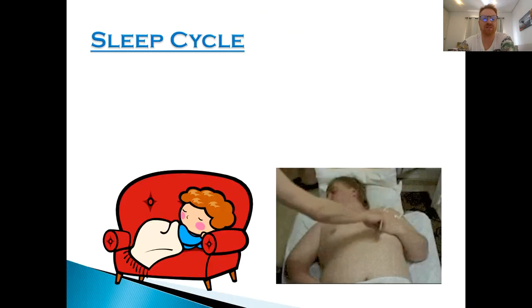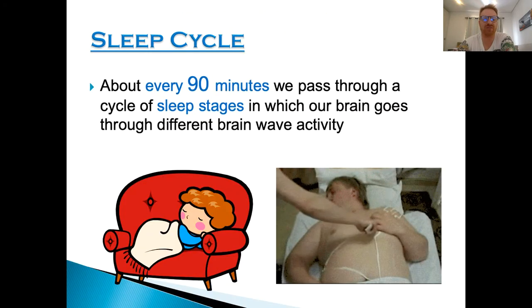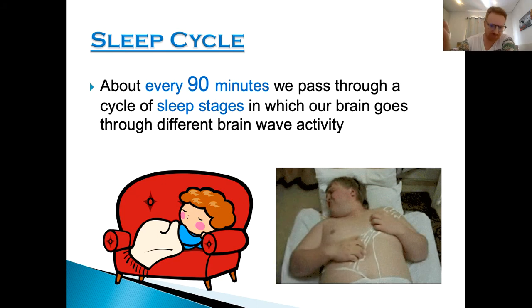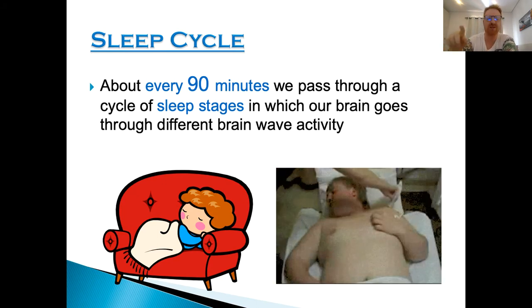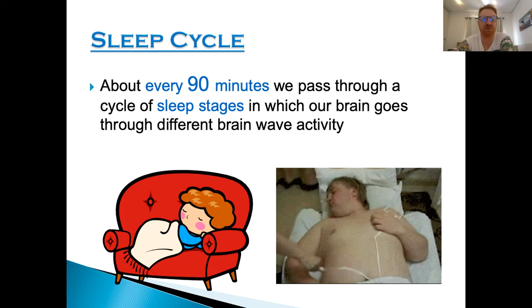So, the sleep cycle is essentially about every 90 minutes where you pass through a cycle of sleep stages. So there are these distinct stages of sleep that you pass through, and you restart that cycle every 90 minutes. And we know that this is the case by looking at the brain and what's happening in the brain, specifically looking at brainwave activity.